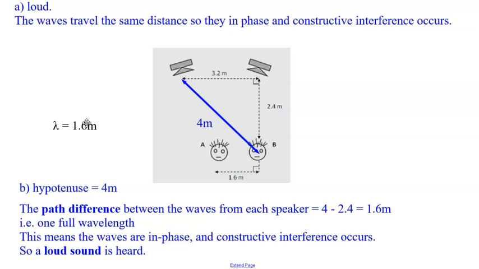So without the numbers, we couldn't have assumed that it would be loud or quiet. We wouldn't know. We need to know how far these waves have travelled in order to work out the path difference, and then to work out whether they are in phase or otherwise.